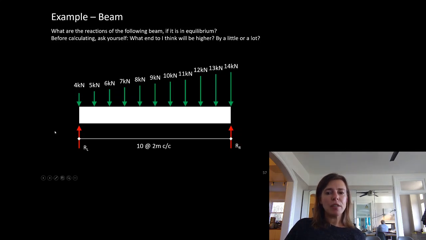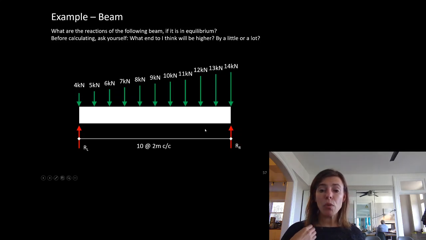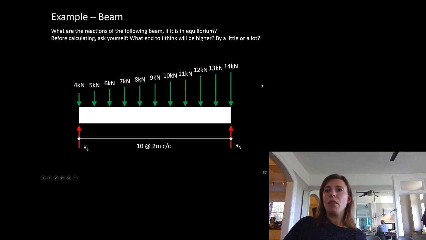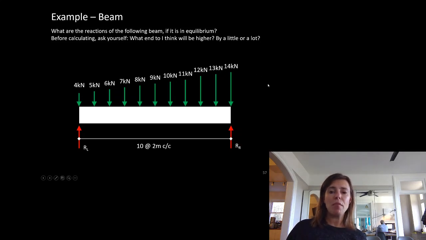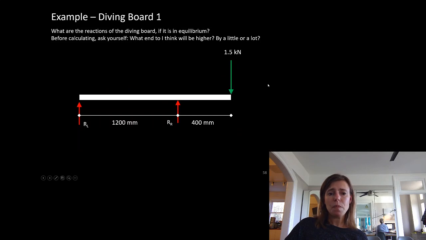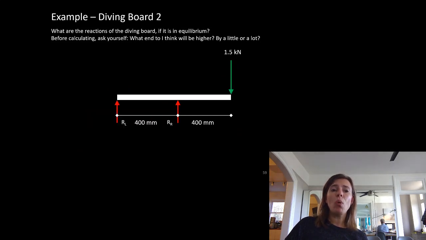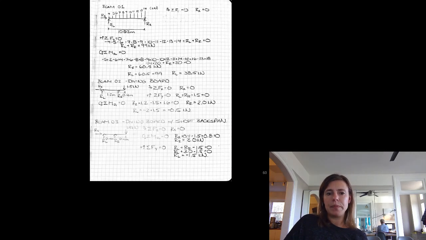And I can imagine, intuitively, you know that if there's way more load over here, this reaction is going to be higher. Sometimes I'll even write myself a little note: reaction left is going to be less than reaction R, or reaction right. And then I will go through my calculations and see if my answer matches what I intuitively thought. Because if I've made a mistake in my calculations, that little self-check might help me out quite a bit. And then I go through and do 2 more calculations using beams, just fun beams as an example.